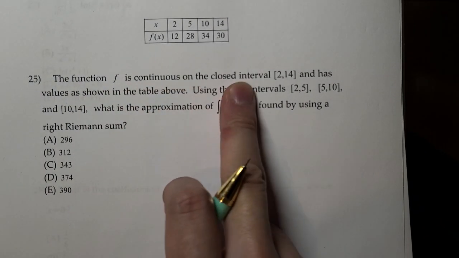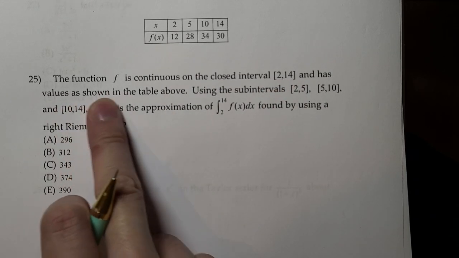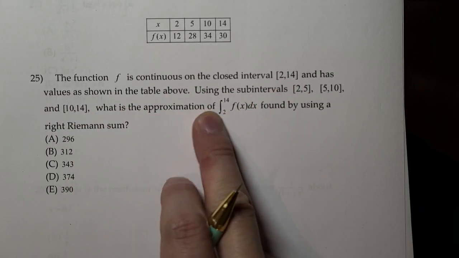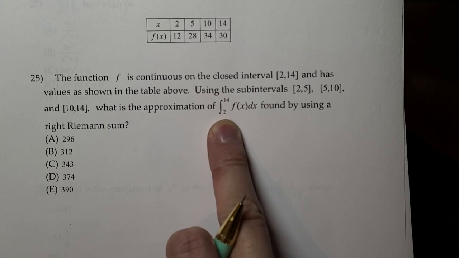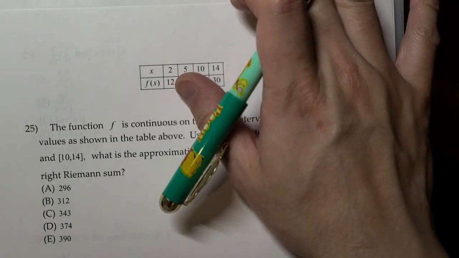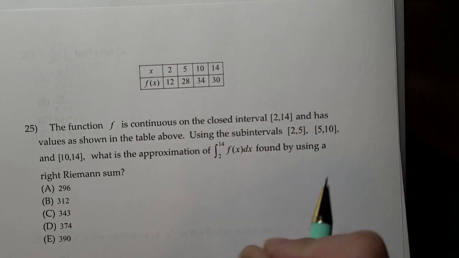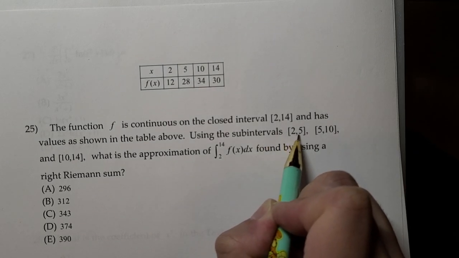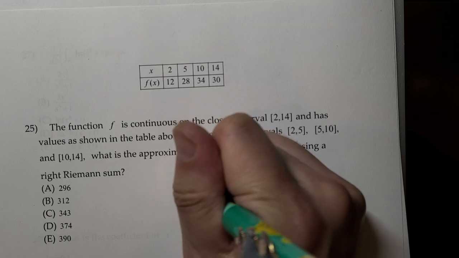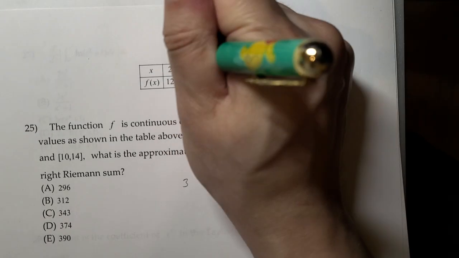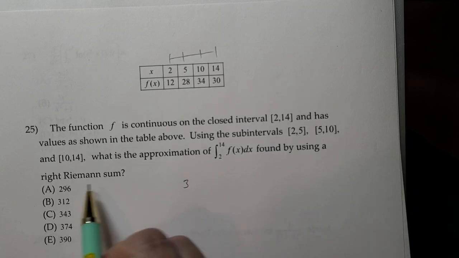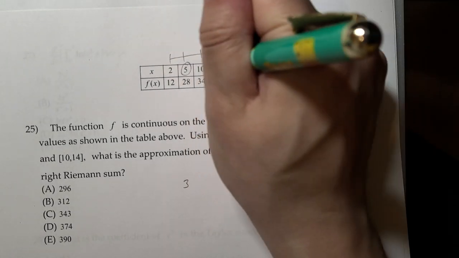Function f is continuous on the closed interval 2 to 14 and has values as shown in the table above. Use the subintervals given. What's the approximation of the integral from 2 to 14 found by using a right Riemann sum? Okay, so we're adding up rectangles. The base of the first rectangle has a length of 5 minus 2, which is 3. So that's this subinterval, this subinterval, this subinterval. And we want a right Riemann sum, so we're going to choose the right endpoints.